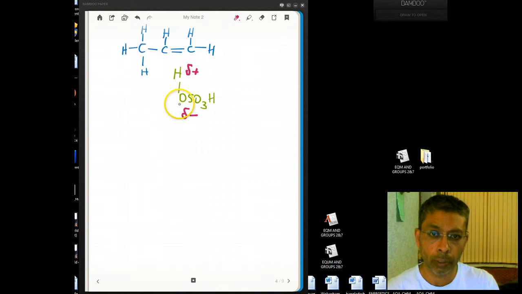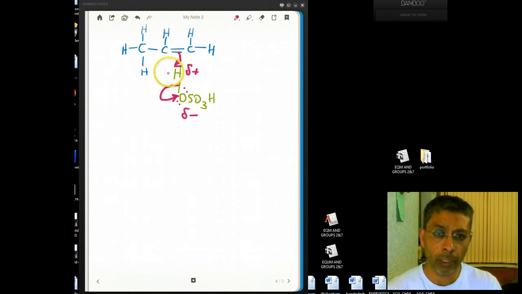Okay, let's just put the lone pairs on there. Okay, one more, a pair of electrons from the middle of the double bond, like so, to the hydrogen, and then this will drag away a pair of electrons. Okay, now remember, the hydrogen adds to the carbon which already had the most hydrogens on it.